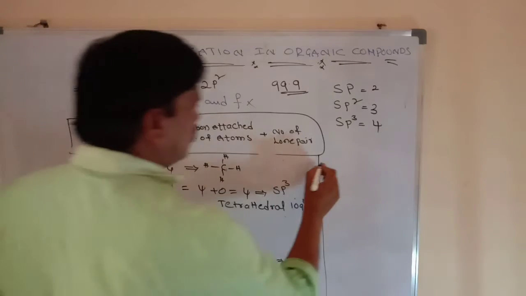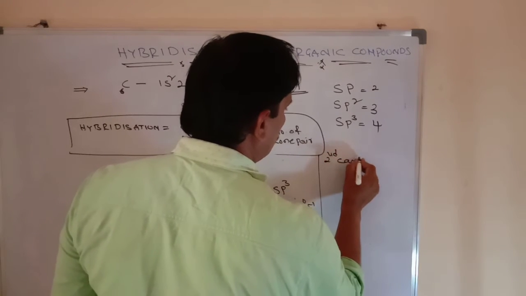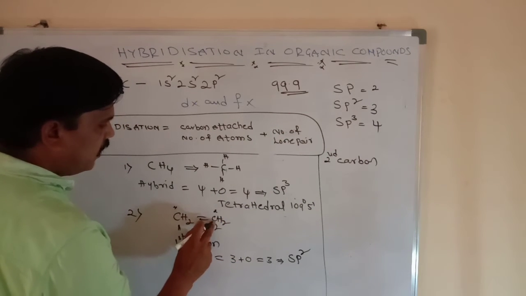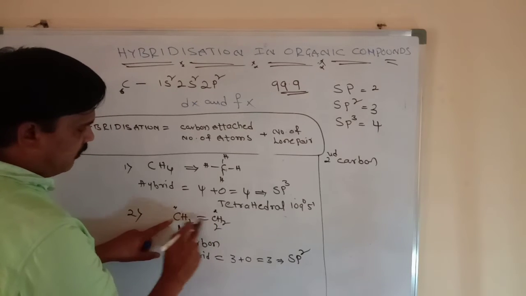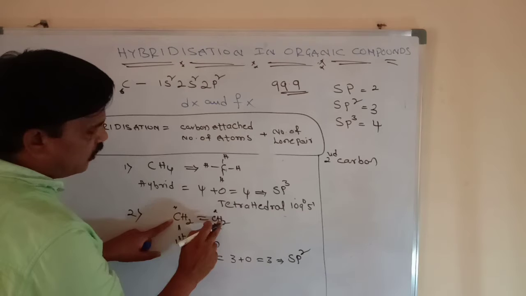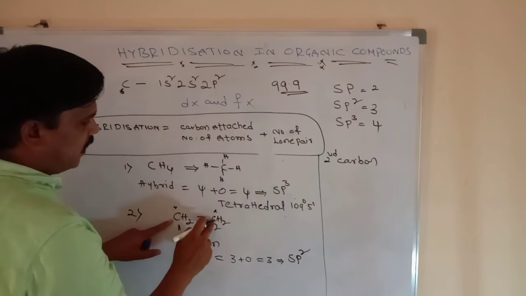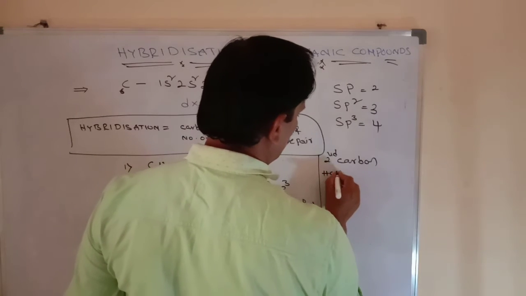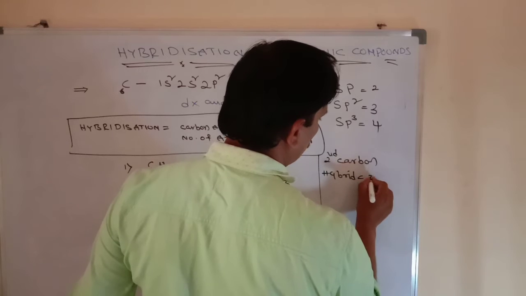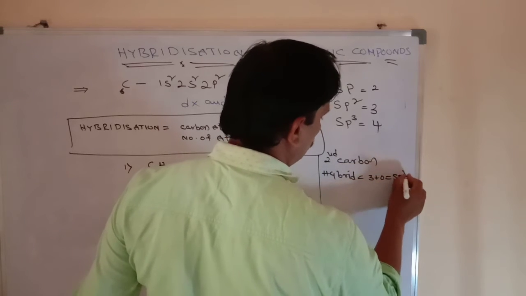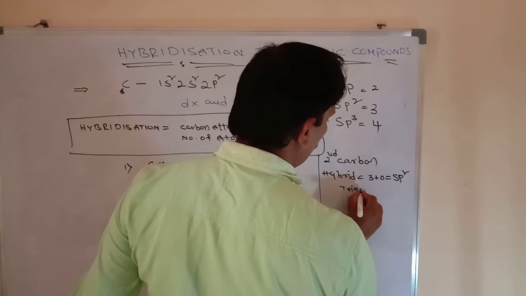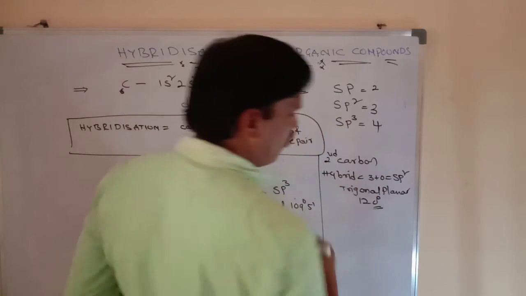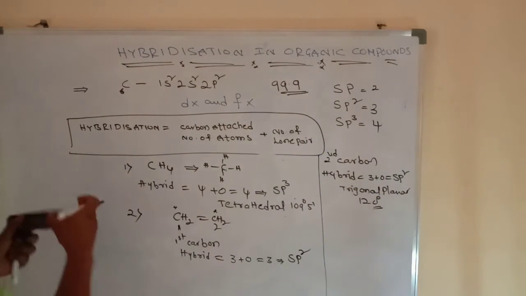In the second carbon of ethene, the next CH2, also this carbon is attached to one carbon. Remaining how many hydrogens are there? Two hydrogens. Carbon attached to one carbon and two hydrogens, so hybridization is equal to 3 plus 0, which means sp2 hybridization. sp2 hybridization means trigonal planar shape. 120 degrees is the bond angle.